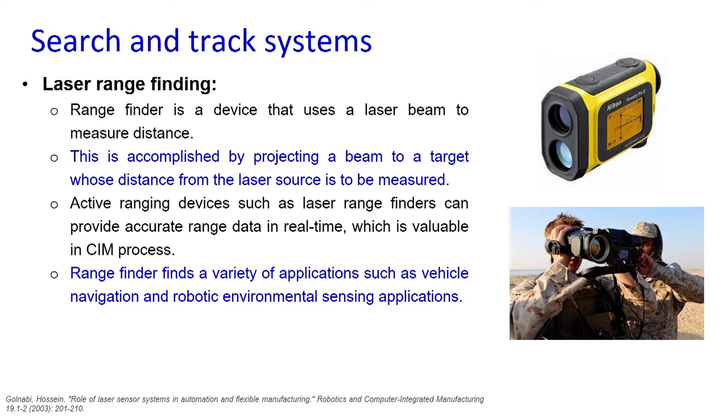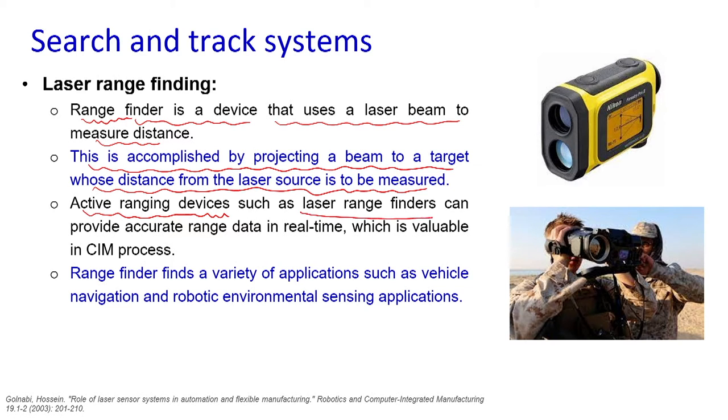Lasers are not only recognizing the moving objects or flying objects, they are also helping us to find out the range. A range finder is a device that uses a laser beam to measure distance. It's not only recognition; to compute the distance as well, we are using a laser-based system. This is accomplished by projecting a beam to a target whose distance from the laser source is to be measured. So we have to project a laser beam at the target of which we have to measure the distance. Active ranging devices such as laser range finders can provide accurate range data in real time, which is very valuable in SIM processes. SIM is a philosophy, and it is the popular acronym of computer integrated manufacturing.